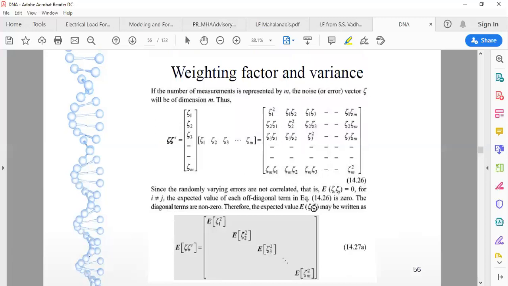Now let's establish the relationship between weighting factor and variance. In my first session, we discussed that the highest order of accuracy offered by any meter will be designated as the highest weighting factor. Suppose a meter is not at all erroneous, then its weighting factor will be 100%. If it offers 75% accuracy, then the weighting factor will be 75. If it is 50%, then it will be 50. So based on the accuracy class offered by that ammeter, we designate the value of the weighting factor.